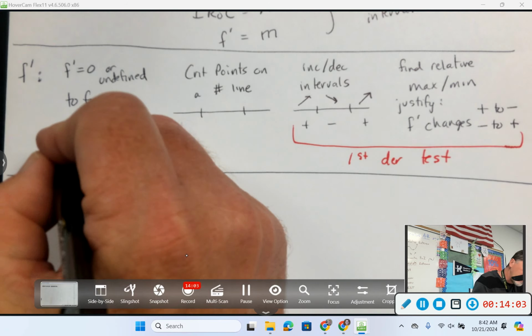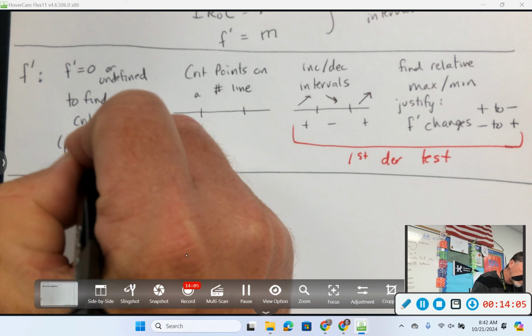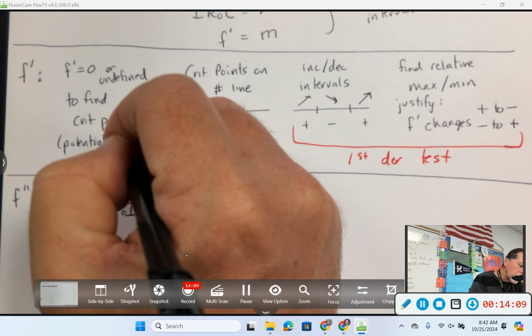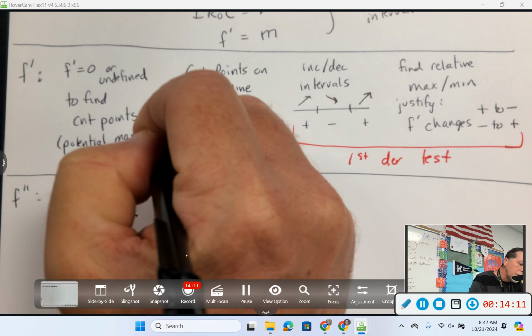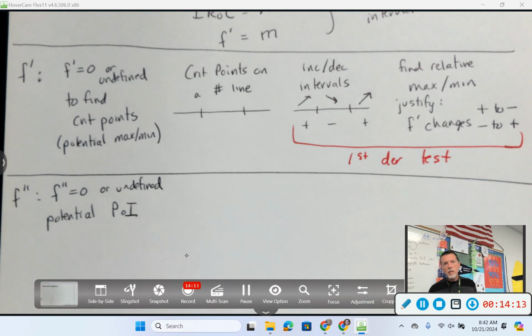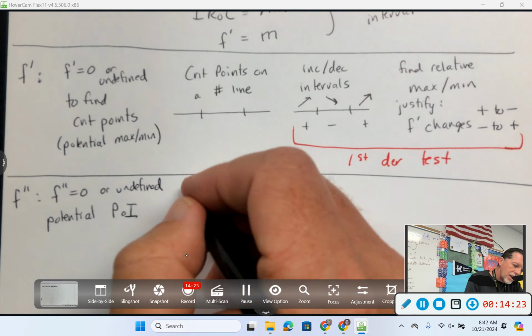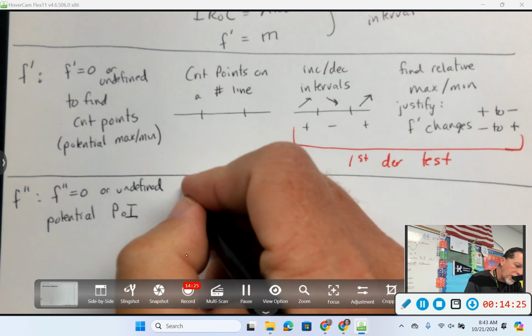We could add this to the previous line to continue the parallel. Those critical points are potential maximums and minimums, but we've got to go further to test to see if they are maximums or minimums, or neither. All right, potential points of inflection don't have a name, but we're still going to follow the same path.